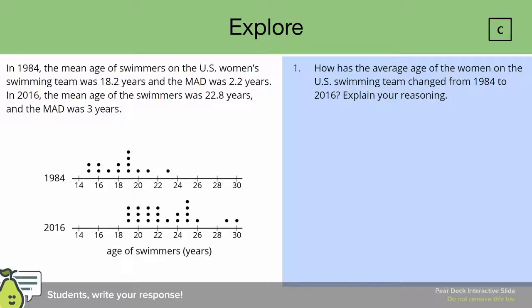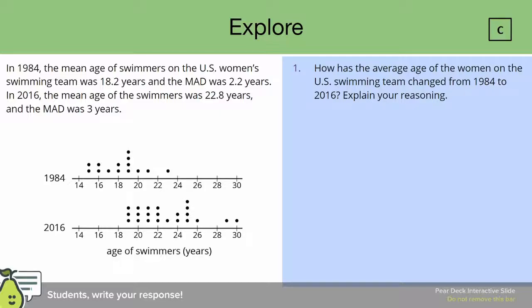All right, welcome back. Let's take a minute and read the story together. It says, in 1984, the mean age of swimmers on the U.S. women's swimming team was 18.2 years, and the MAD was 2.2 years. In 2016, the mean age of swimmers was 22.8 years, and the MAD was 3 years. Now remember, when they say MAD, they're referring to the mean absolute deviation. All right, and we're going to talk more about that momentarily.